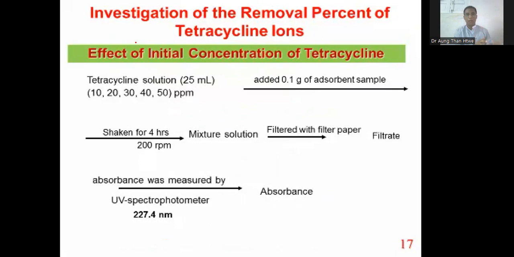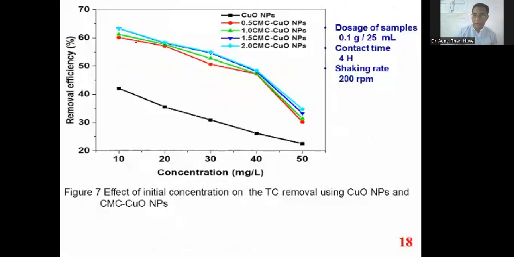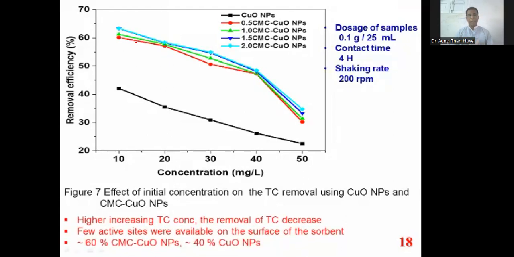Various concentrations of tetracycline solution were added to 0.1 gram of adsorbent sample, shaken for 4 hours at 200 RPM, and the solution was then measured by UV spectrometer at 227.4 nanometers absorbance. This figure shows the effect of initial concentration on tetracycline removal using CuO nanoparticle and CMC-CuO nanoparticle. It can be seen that with increasing tetracycline concentration, the tetracycline removal decreases, because fewer adsorption sites are available on the surface of the adsorbent. At the optimal condition, for CMC-CuO nanoparticle the removal percent of tetracycline is 60%, whereas for copper oxide nanoparticle it is 40%.